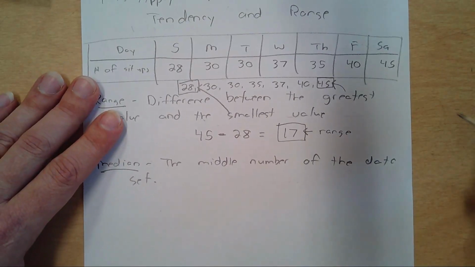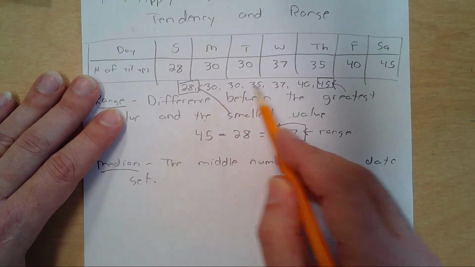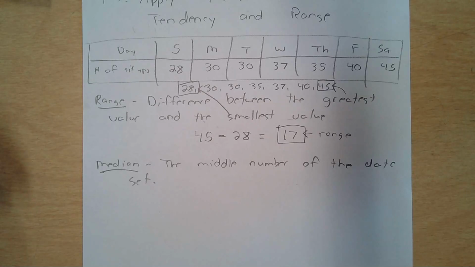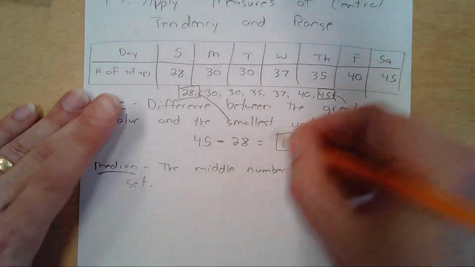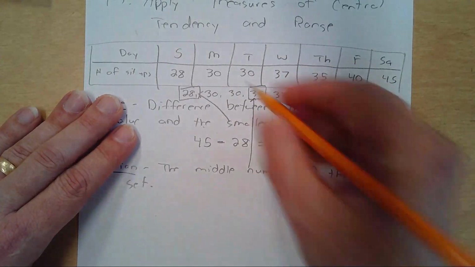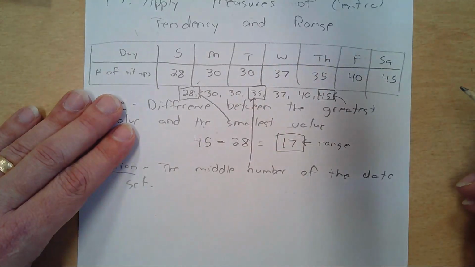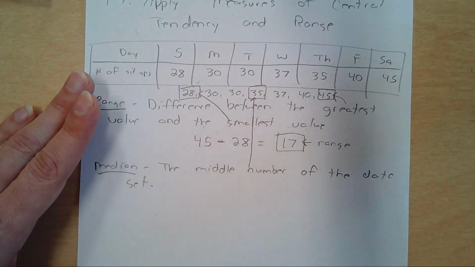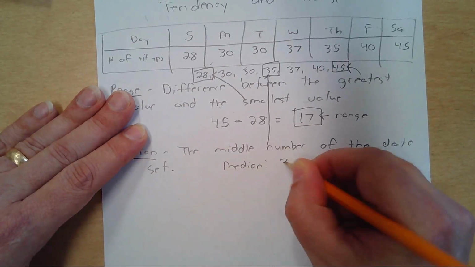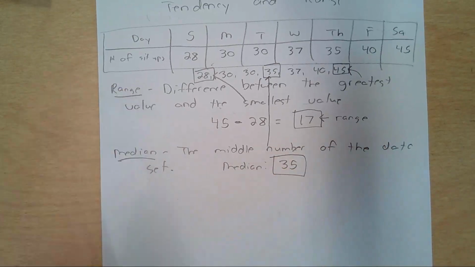So what I see here is I got 1, 2, 3, 4, 5, 6, 7. Now, when there's an odd number of values, the median's very easy to find. The median's going to be right there. That's going to be my median because I got 1, 2, 3 values that are less than it and 1, 2, 3 values that are greater than it. The median for this data set is 35. That's the middle number. Agreed?